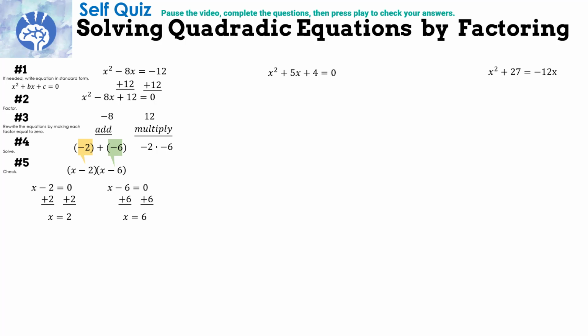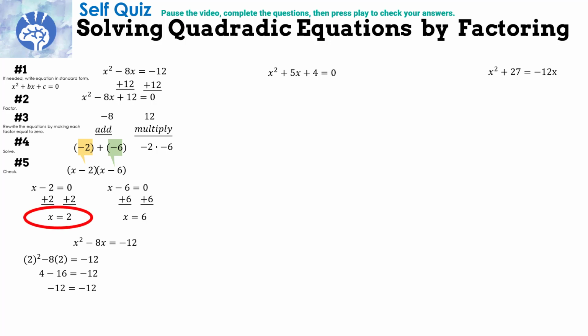Now, I'm pretty sure this is our answer, but we have to check to make sure. I rewrite the original equation. So I put 2 in for my x's just to make sure it works. And as I simplify, yep, negative 12 equals negative 12. So yes, x equals 2 is a solution.